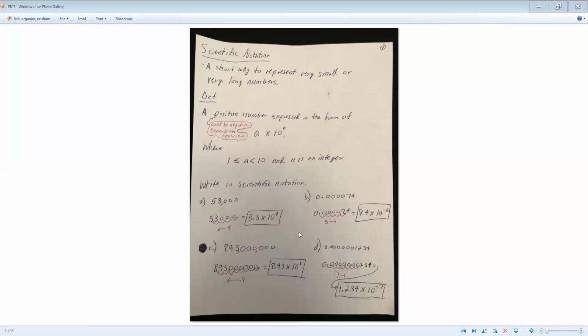So notice, going to the left, moving my decimal to the left to convert to scientific notation, my exponent should be positive. Moving it to the right, my exponent should be negative.